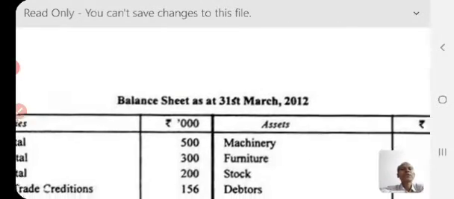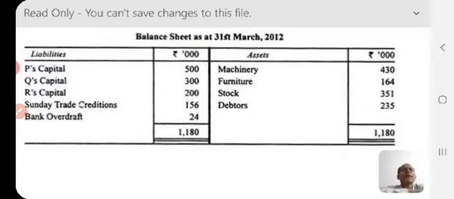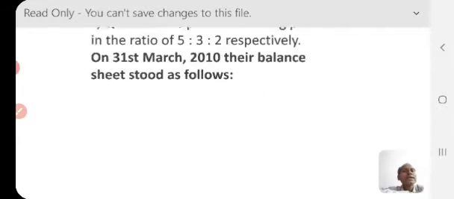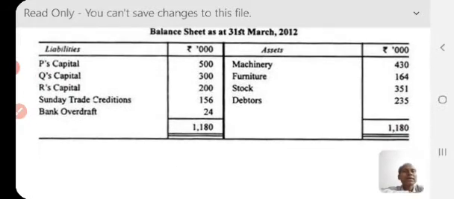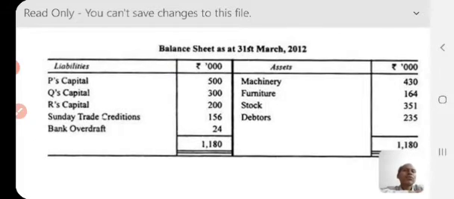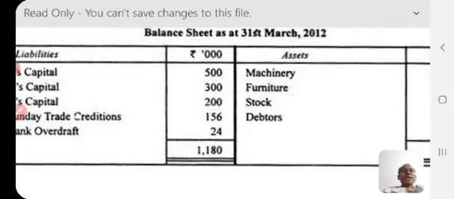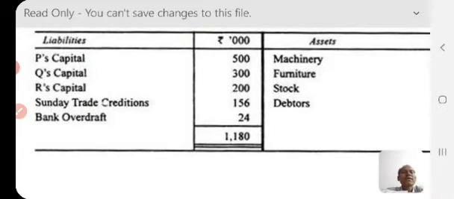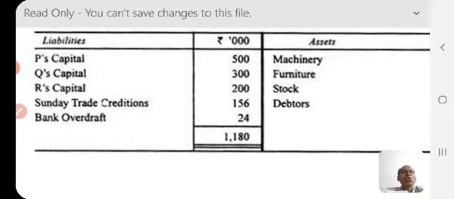This is the balance sheet. See carefully. P, Q, R. Some mistake is there: 2012 is given in the balance sheet, but in the problem 2010 is given. So please read it as 2012. Capital in thousands: 500, 300, 200, 150, 600 trade creditors, OD 24.